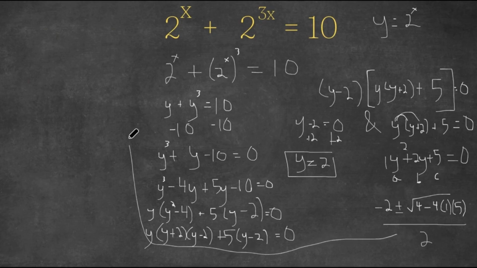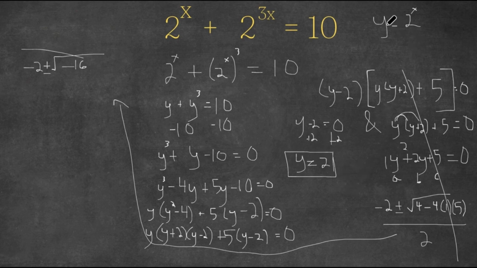Now, let me bring this over here. So now we have negative 2 plus or minus the square root of 4 minus 4 times 1 times 5. That's 4 minus 20, which is negative 16. And as you see, we can't take the square root of a negative. That's not possible. Meaning this equation has no real solutions. So our only solution is y equals 2.